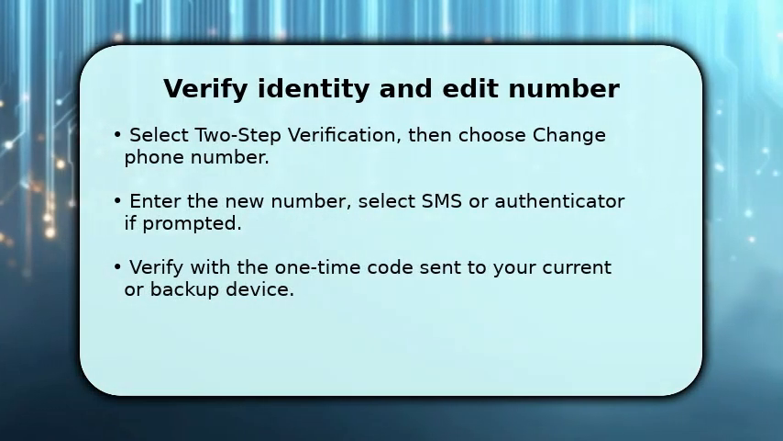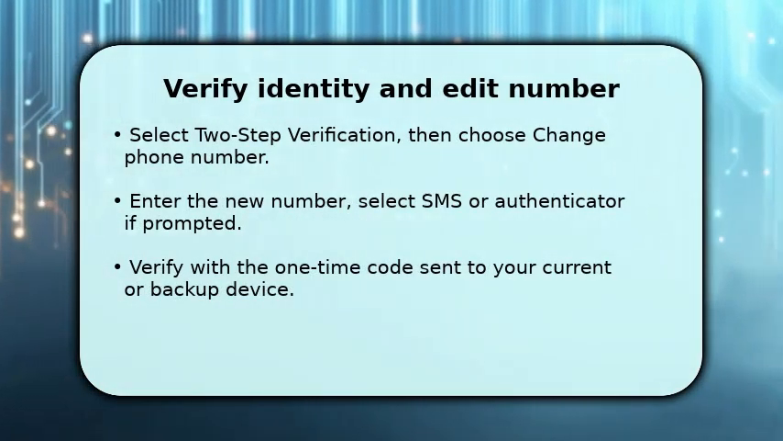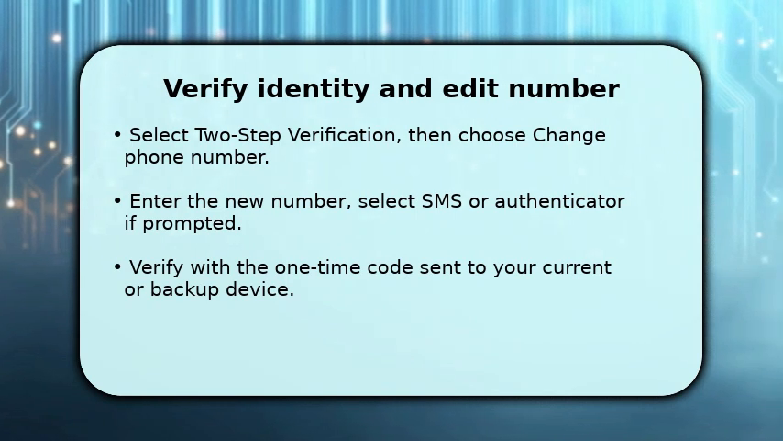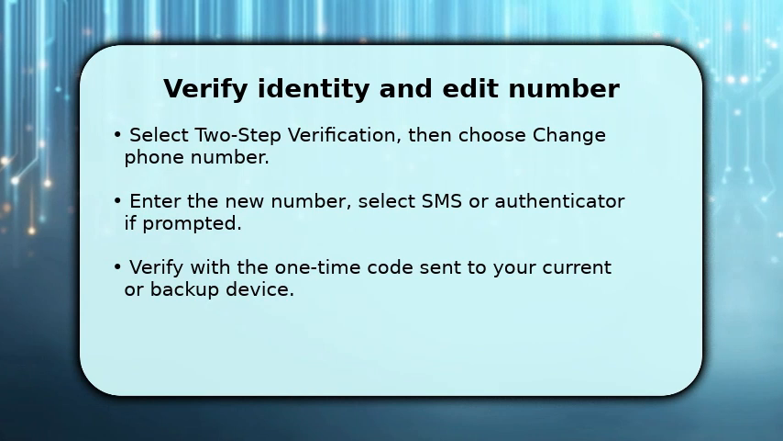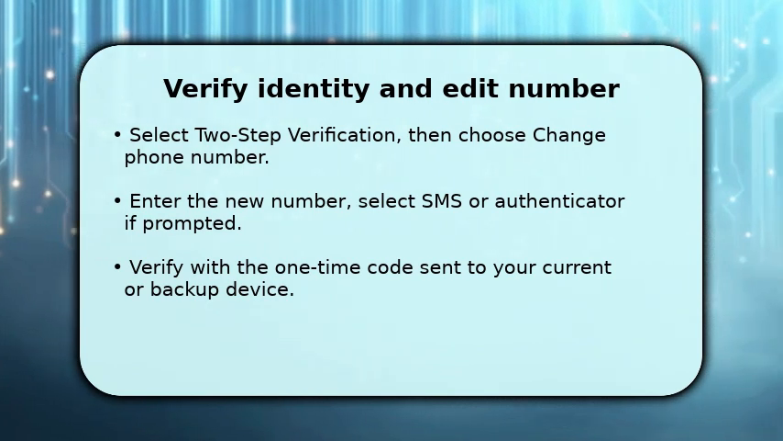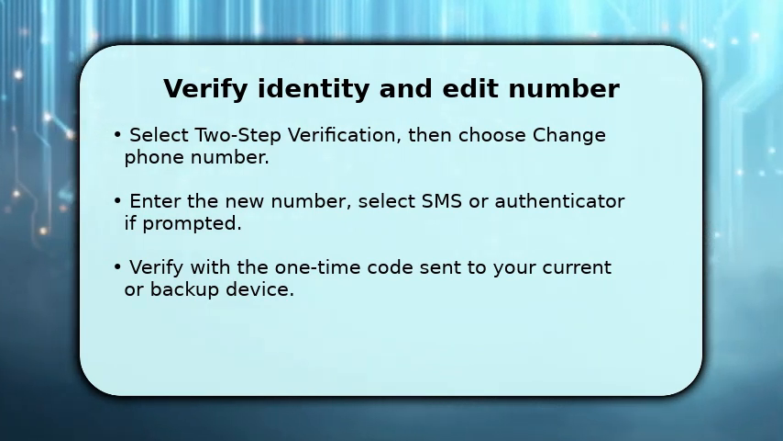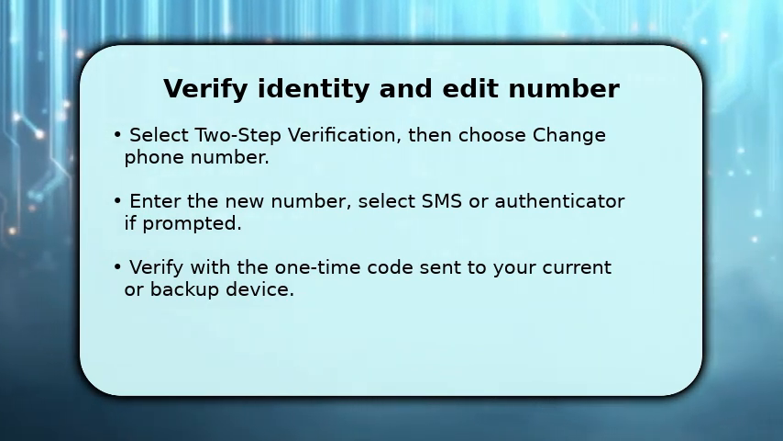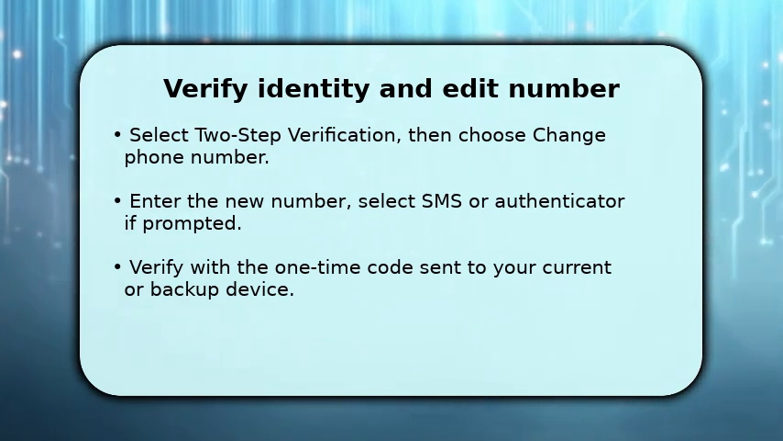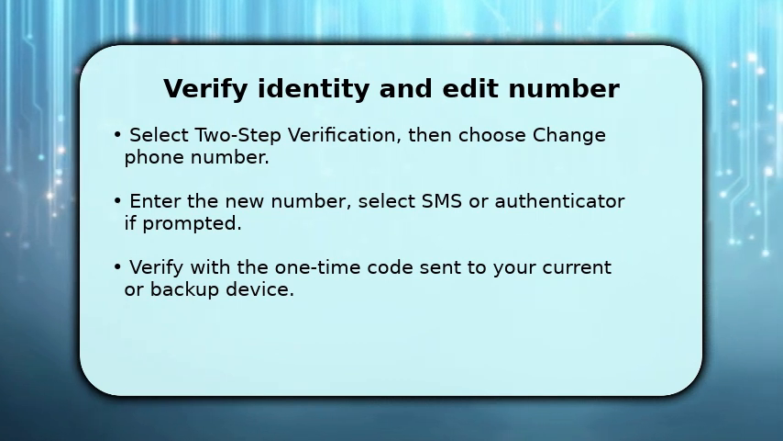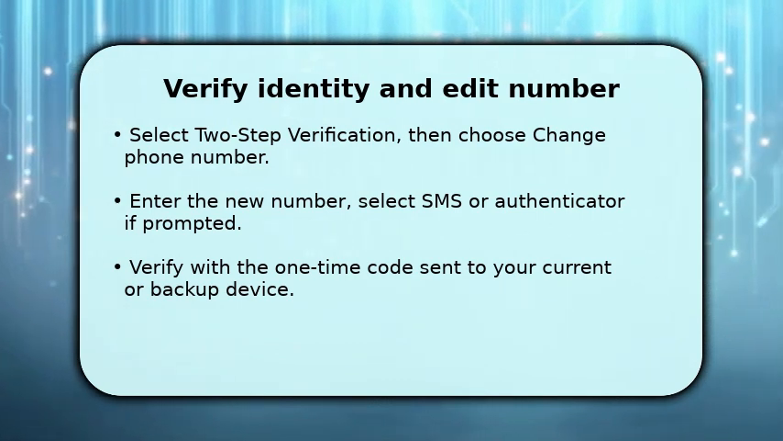You will be asked to verify identity before editing the number. Follow prompts to send a one-time code to your registered device so Samsung confirms it's you. Once verified, choose Change Phone Number, type the new mobile number carefully, and pick SMS for simplicity or Authenticator app if you prefer. After submitting, Samsung sends a confirmation code to the new number. Enter that code to bind the number.